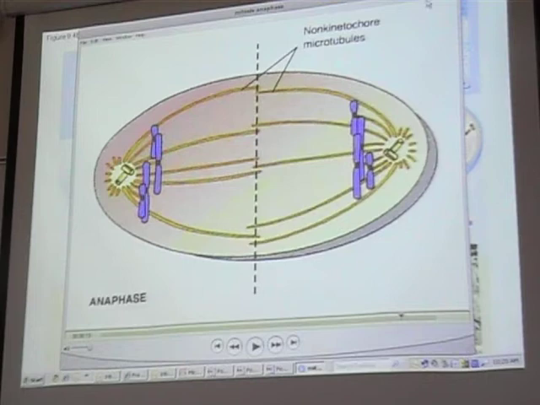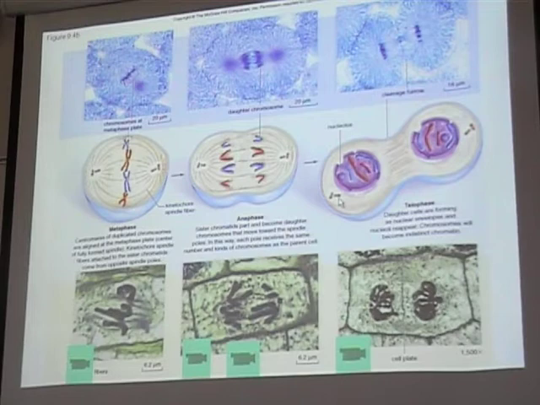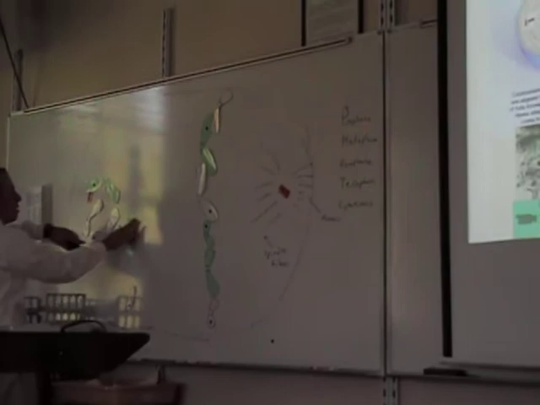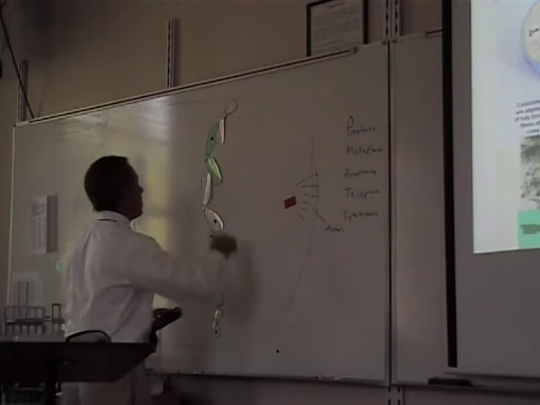Okay, now finally telophase. A lot happens in telophase. This will be a longer paragraph. The chromosomes arrive at opposite ends of the cell.